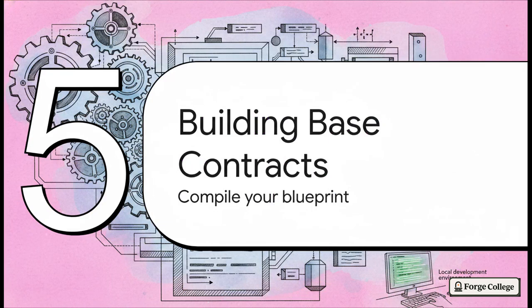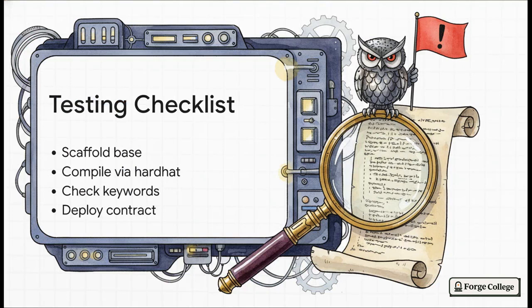All right, Section 5, building your base contract, compiling your partial blueprint. Let's transition to a little hands-on checklist for your local testing. First, you're going to scaffold your feebase.sol file. Then, run your compiler using Hardhat or Foundry. Now, fair warning here, the compiler will absolutely yell at you if you forget your keywords, so double-check for any missing virtual or override keywords.